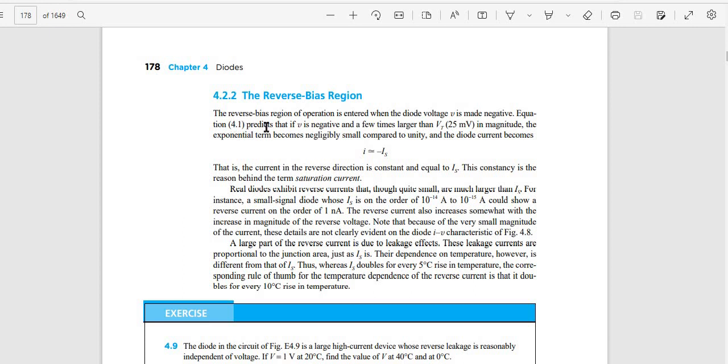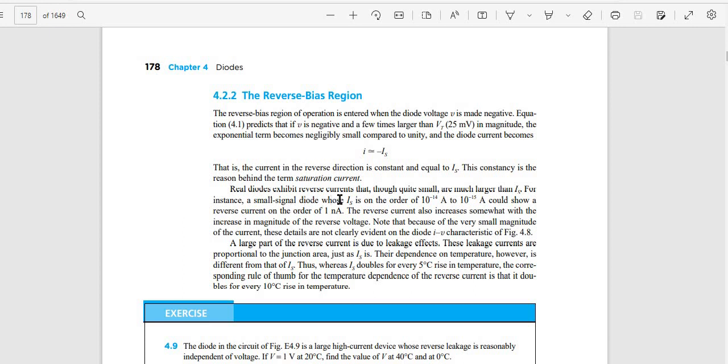The reverse bias region of operation is entered when the diode voltage V is made negative. The equation predicts that if V is negative and a few times larger than VT, 25 millivolts, in magnitude, the exponential term becomes negligibly small compared to unity, and the diode current becomes I equal to minus IS. That is, the current in the reverse direction is constant and equal to IS. This constancy is the reason behind the term saturation current.